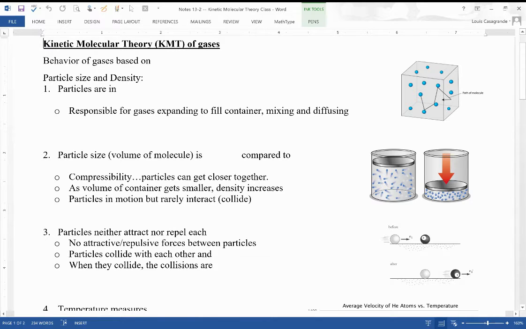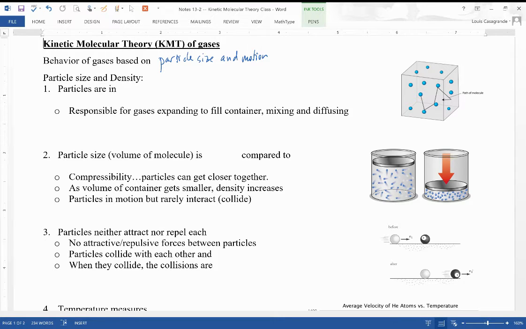So kinetic molecular theory is the idea that the behavior of gases is based on both the particle size and the motion of the particles. And I've broken it down into four specific fundamental things about the kinetic molecular theory. Some books say 5, some books say 3, but they're all included in what I'm going to talk about.